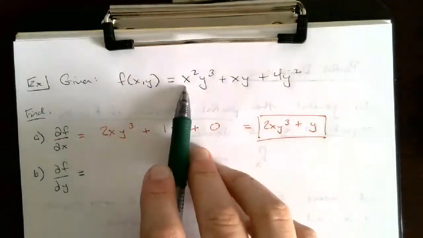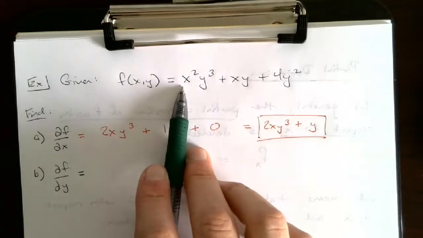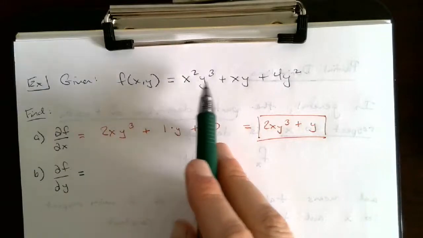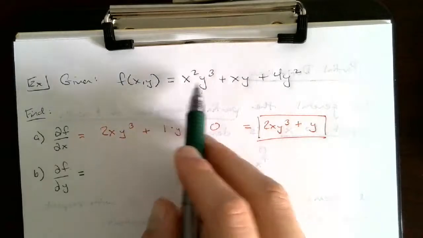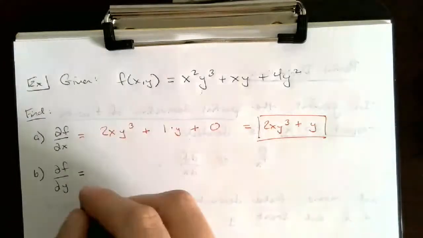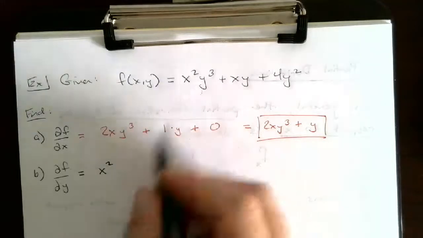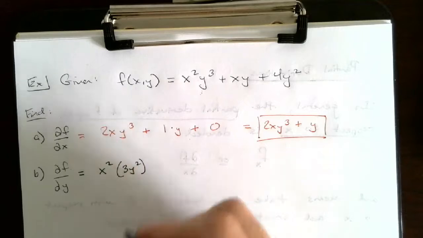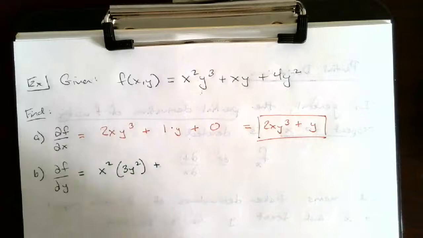So we have the first term, x squared y to the third. X squared, is that a constant or a function? Well, since with respect to y, the x squared is a constant, so it's a constant times y to the third. Well, that's a function because it has y's in it. So if we have a constant times a function, the constant stays, so the x squared is going to stay, and then you take the derivative of the function. So it's going to be x squared times the derivative of the function, the y to the third, becomes 3y squared. And that's the derivative of the first term with respect to y.